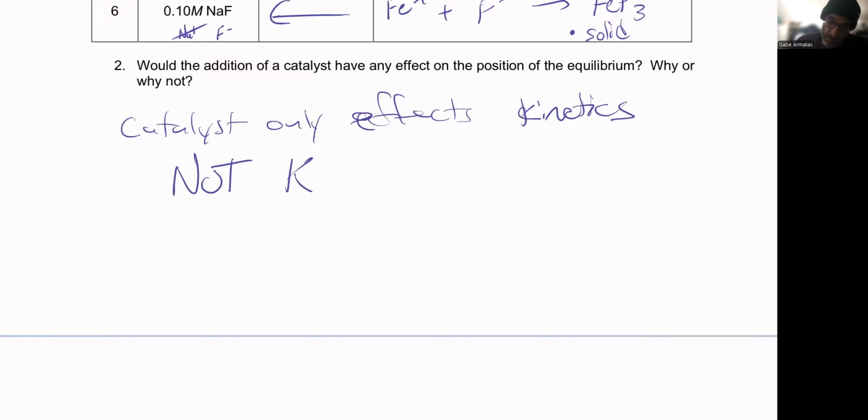So catalyst only affects kinetics. We will get to equilibrium faster, but we will not affect K. The only thing that affects K is actually temperature.